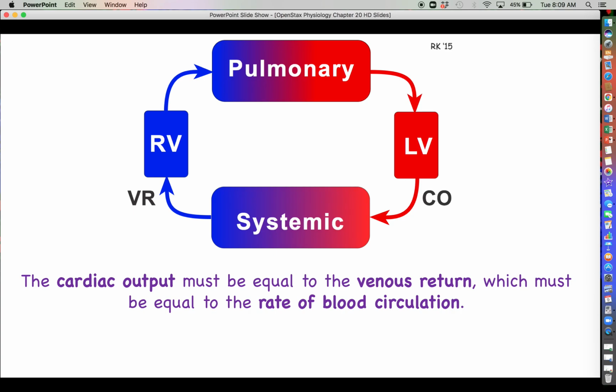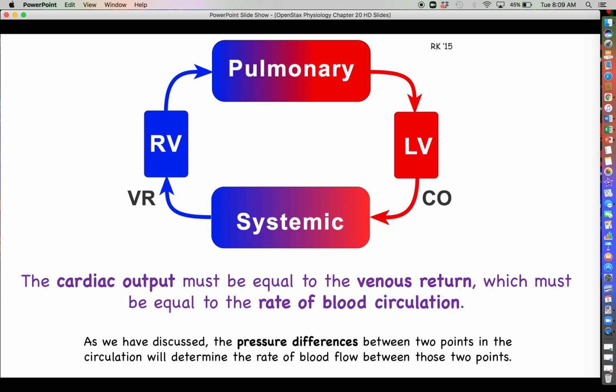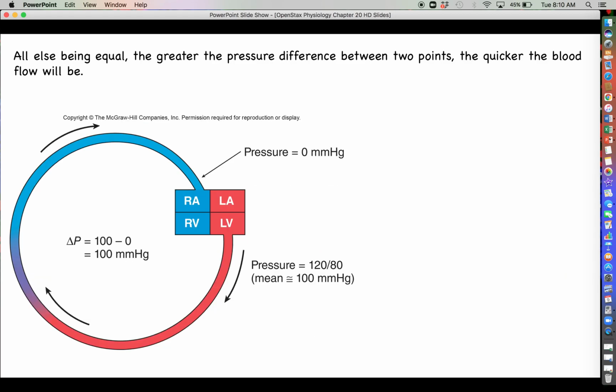Well, this is going to have some important consequences for blood flow and delivery to tissues that we're going to see later on. Naturally, if the cardiac output or the venous return changes, the other has to change proportionally. And we have also discussed that a major determinant of blood flow from place to place in the body is going to be those pressure gradients or pressure differences between two different points. That's ultimately going to be one of the things that determines the rate of blood flow between those two destinations. Not the only determinant, but one of the major ones.